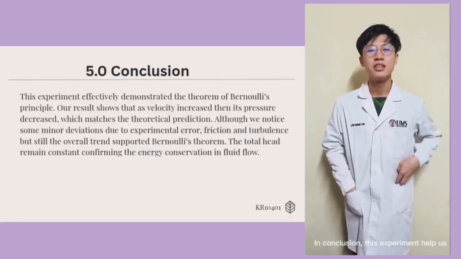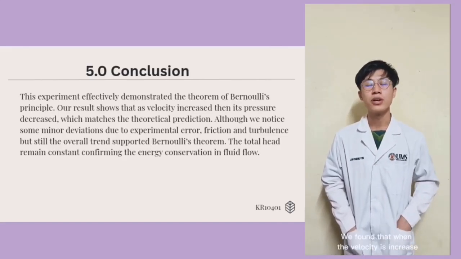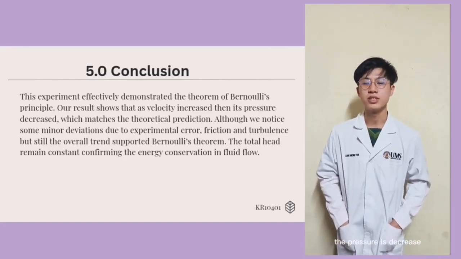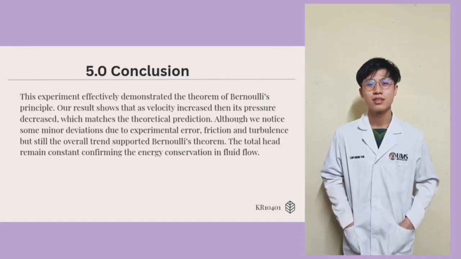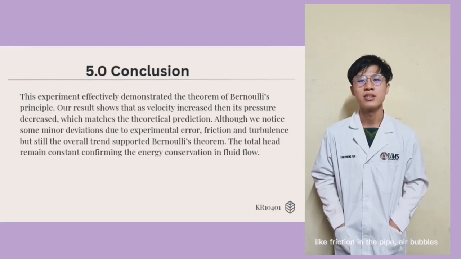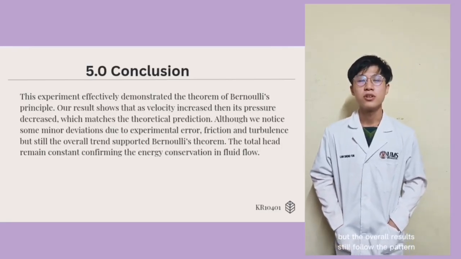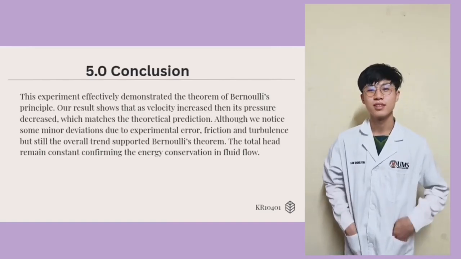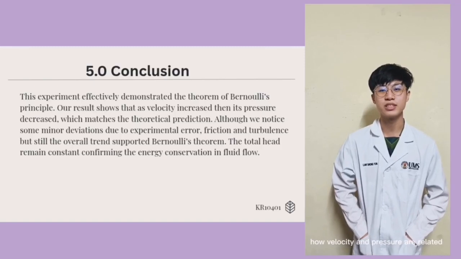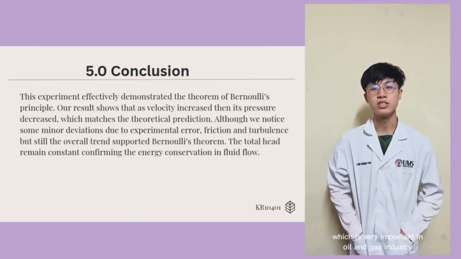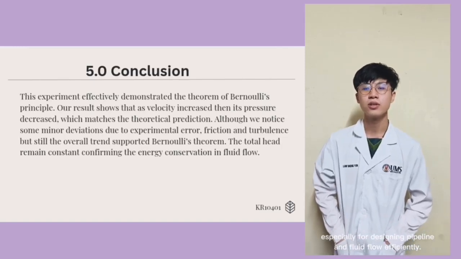In conclusion, this experiment helped us to understand how the Bernoulli equation works in real life. We found that when the velocity is increased, the pressure is decreased, which matches what the Bernoulli equation predicts. Even though we have some errors in our experiment, like friction in the pipe, air bubbles, and changes in water flow, the overall result still follows the pattern. In conclusion, this experiment not only confirms the theory but also shows how velocity and pressure are related in real fluid motion, which is very important in the oil and gas industry, especially for designing pipelines and fluid flow efficiency.